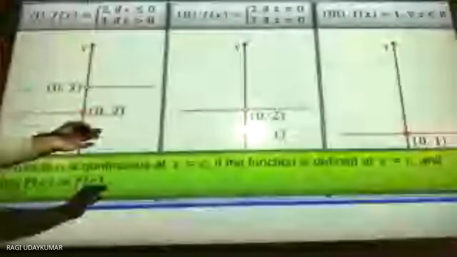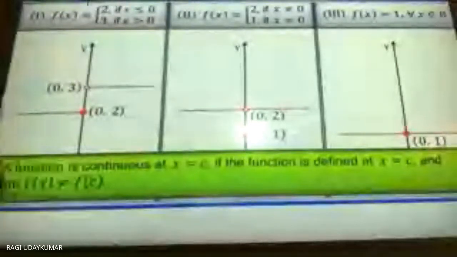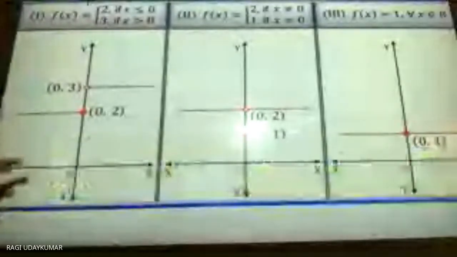A function is continuous at x equals c if it is defined at x equals c, such that limit as x tends to c of f of x is equal to f of c. So limit means first the limit should exist at that particular point. Limit should exist at that particular point.